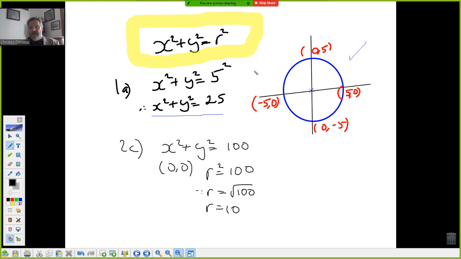Tick. That's the phone. I can't even get it. Is that all right? X squared plus y squared is 25. I want to shut the door because it's going to annoy me.